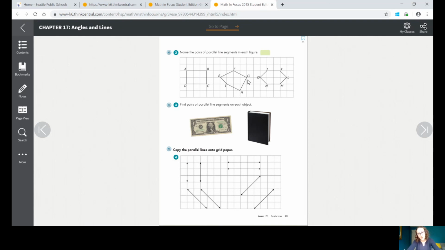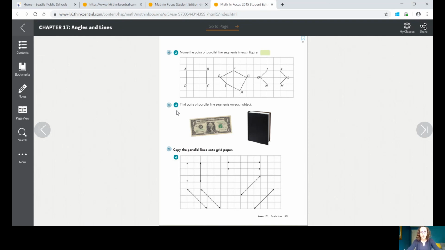Let's see, you can also see that FG is parallel to IH. And let's see, JK is parallel to NM. Those lines will never meet, and the distance between them is the same on both sides.